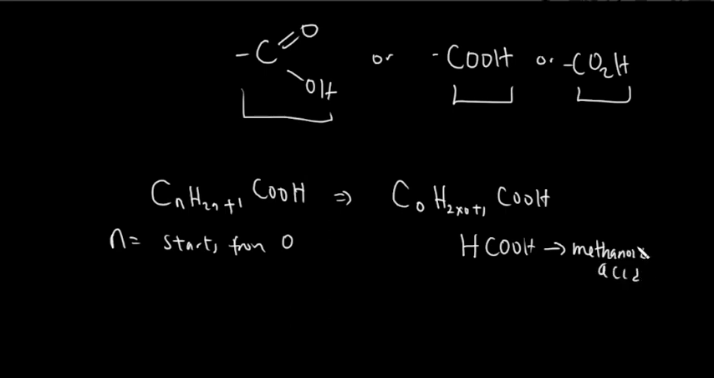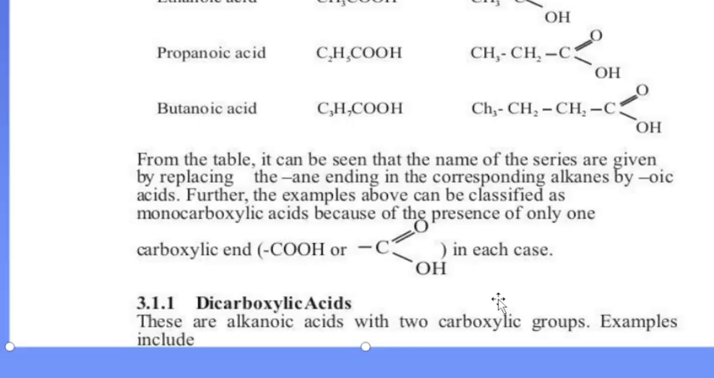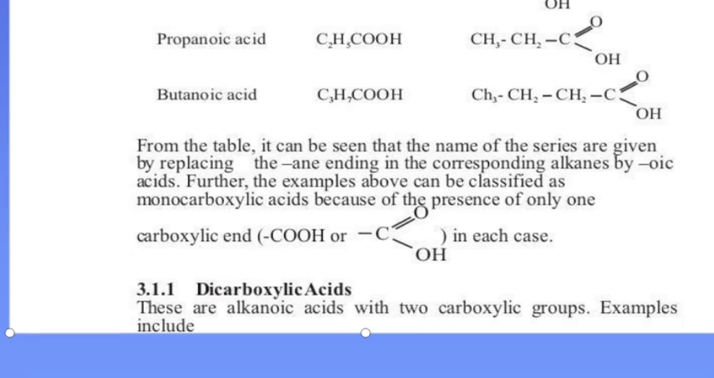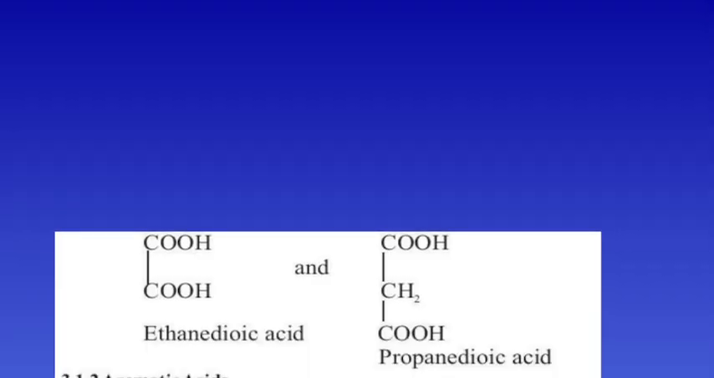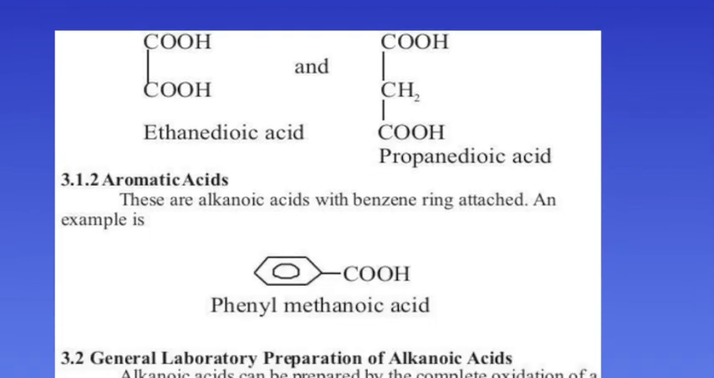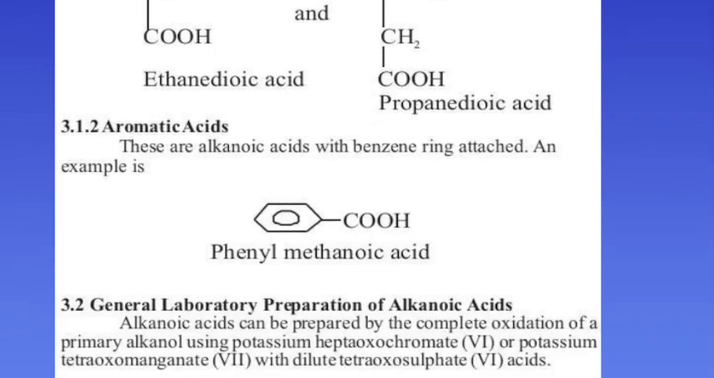So once you are considering your alkanoic acid, the general molecular formula is CnH2n+1 COOH, where the n value starts from 0. That is because there is already a carbon atom as part of the name of the compound. Okay, so moving ahead, the next thing we're going to be considering are your dicarboxylic acids. As you can see, dicarboxylic implies that it has two carboxylic groups. So once you have two carboxylic groups, your ethane dioic, for instance, or your propane dioic, that is what we refer to as your dicarboxylic acids.